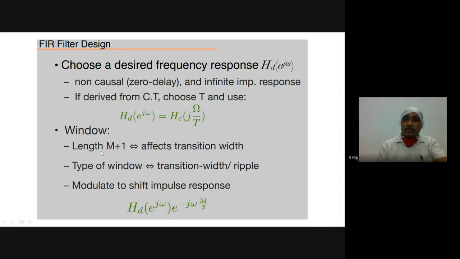And then we have to choose the length of the window. Window length must be equal to M plus 1. And what is the purpose of this? This affects the transition width. And the type of the window affects the transition width and the ripples both. Then modulate the window to shift the impulse response. Whatever the response is in the frequency domain, that will be modulated by e^(-jωM/2).